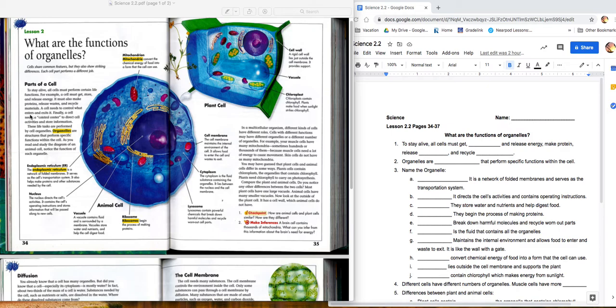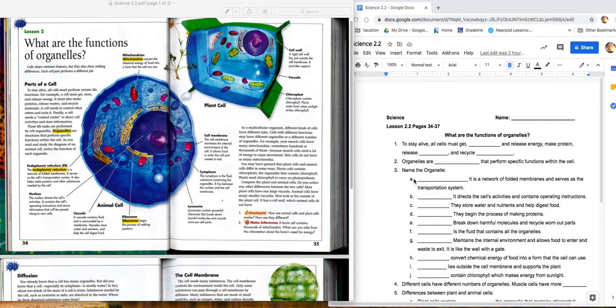A cell needs to control what enters and exits it, and finally a cell needs a control center to direct cell activities and store information. Okay, so they gave a few more things, and we're going to talk about the organelles that do this. The control center is your nucleus. What enters and exits is your cell membrane. Okay, these life tasks are performed by cell organelles. Number 2, organelles are structures that perform specific functions within the cell. As you read and study the diagram of an animal cell, notice the functions of each organelle.